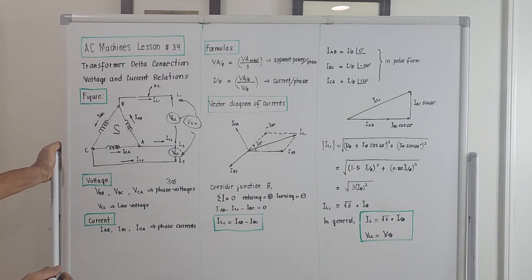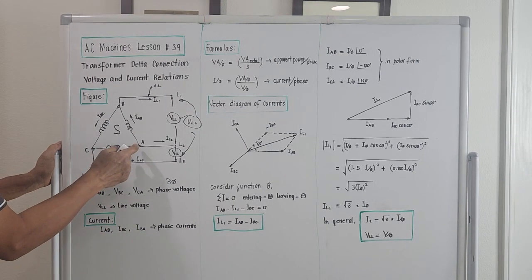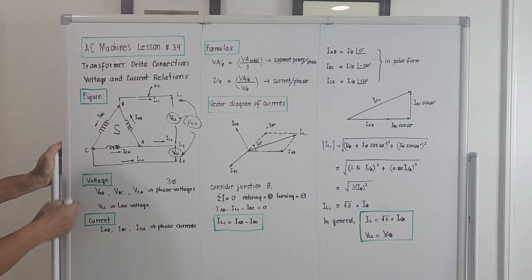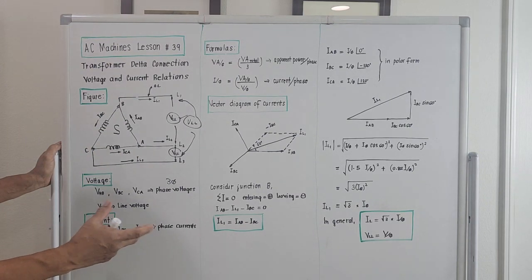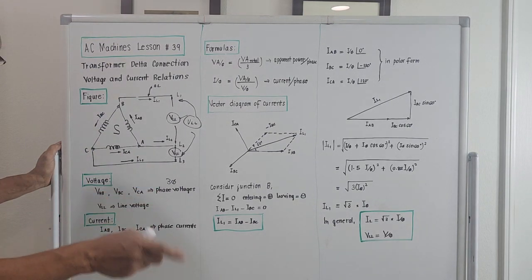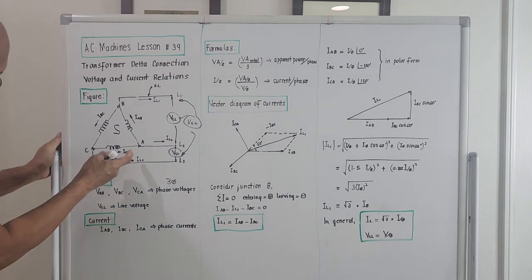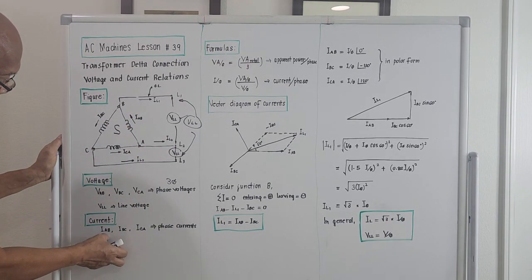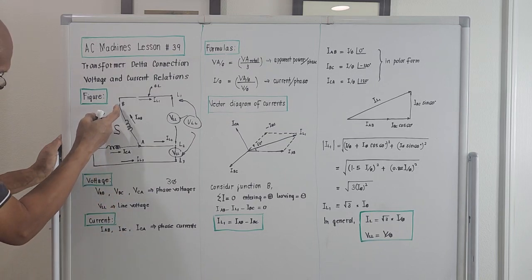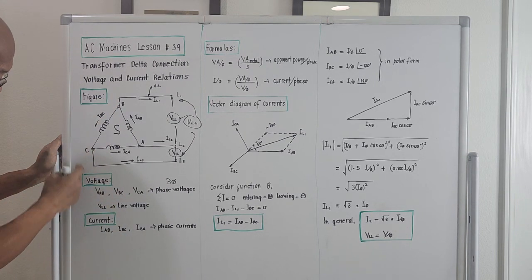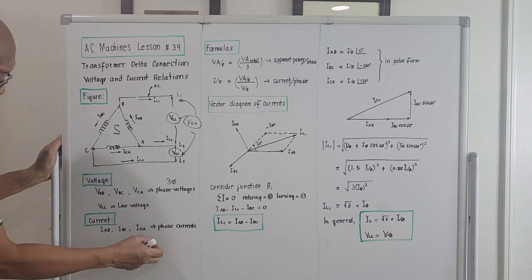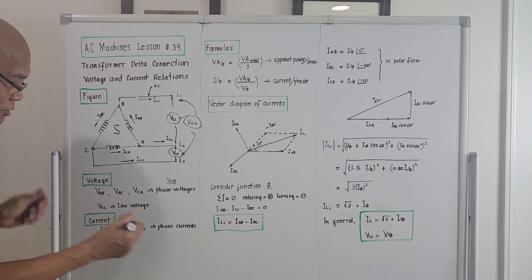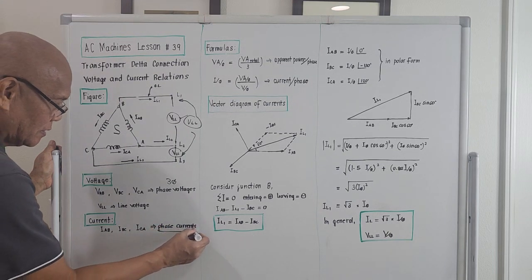Okay, let's now try to designate the currents. Since we are given 3 points on the delta connection, it's better to designate the current coming from one point to another. So we call the current coming from A to B to be IAB. The current coming from B to C will be IBC. And the current coming from C to A will be I sub CA. And we call these three the phase currents.